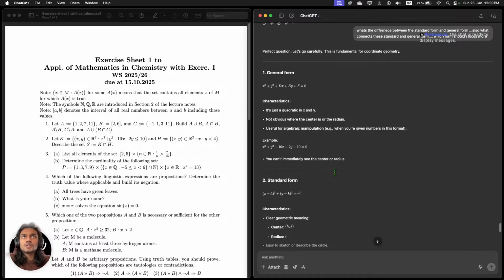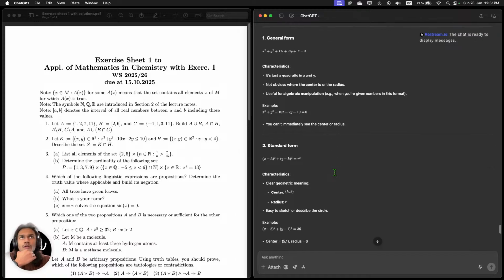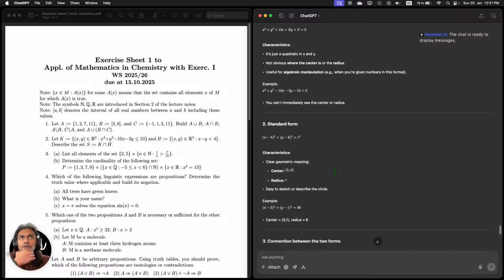You can immediately see the center and radius. For a general equation, it's just quadratic in x and y. Not obvious where the center is or the radius. Useful for algebraic manipulation. Standard form characteristics: clear geometric meaning, center (h, k), radius r. Easy to sketch or describe the circle.